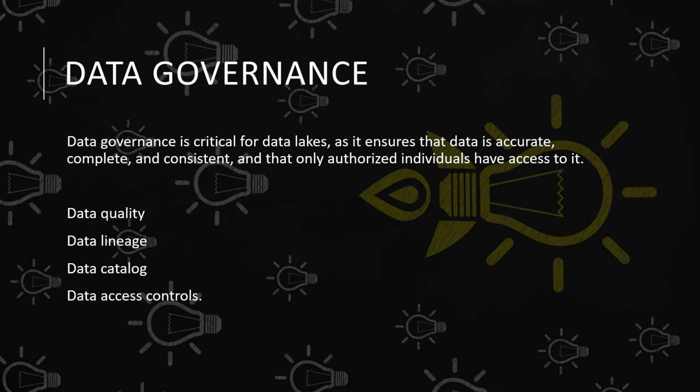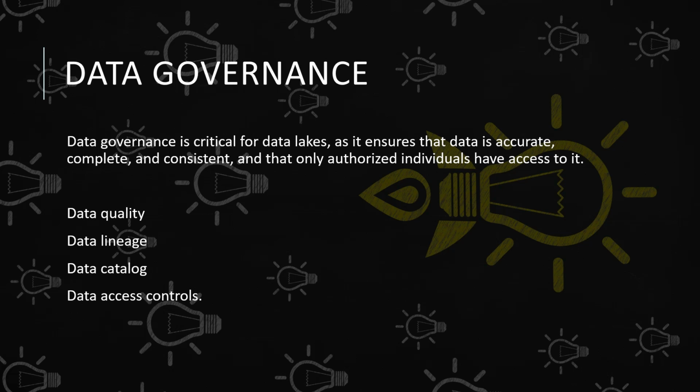Data cataloging is equally important because we need to catalog and understand what data we are storing in the data lake. Most of the time when people are creating a data lake, they keep on bringing in data, and if they don't do proper data lineage or cataloging, the data lake becomes a data swamp which does not provide any value. So these three aspects come under data governance, and each of them has to be thought of very clearly.